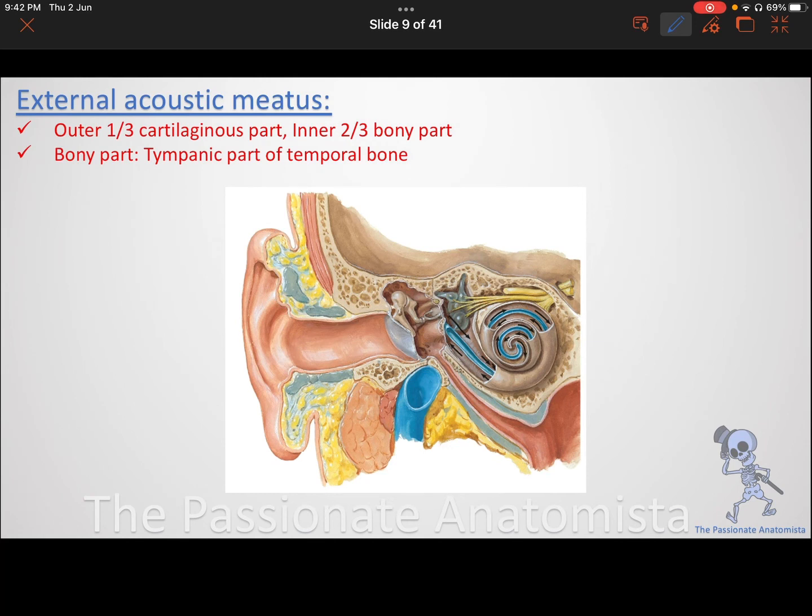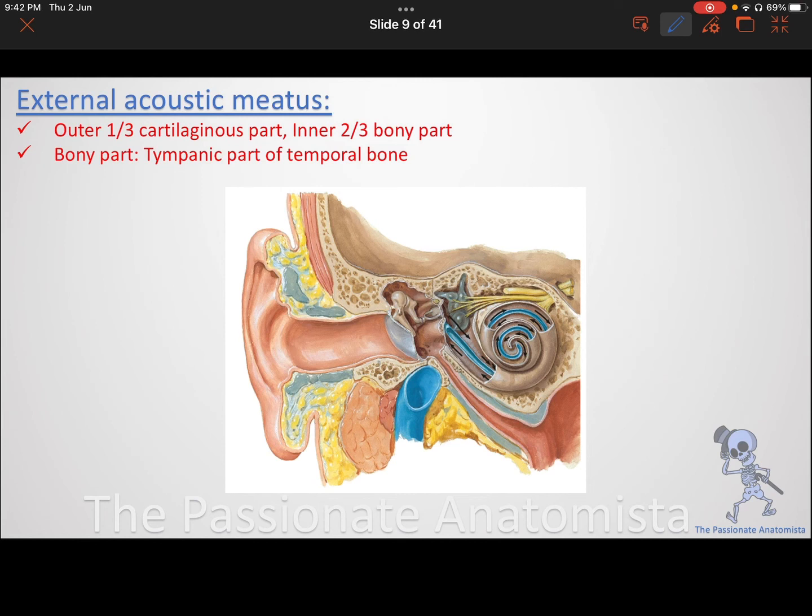Now, moving on from the auricle to the external acoustic meatus, the external acoustic meatus is actually formed of two parts. It's formed of an outer cartilaginous part, the outer 1/3 of it, and the medial or the inner part is actually bony. And the 2/3 of that is your bone.